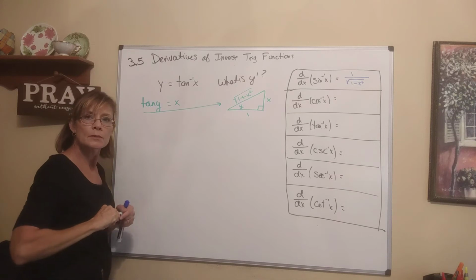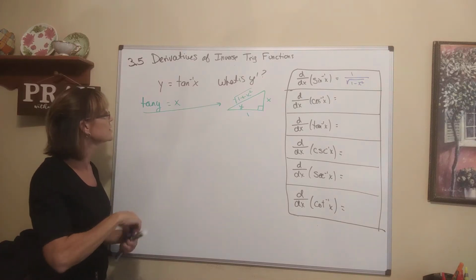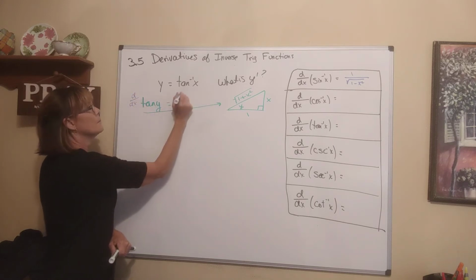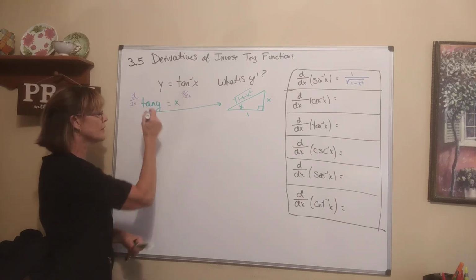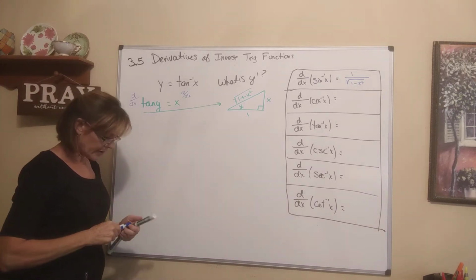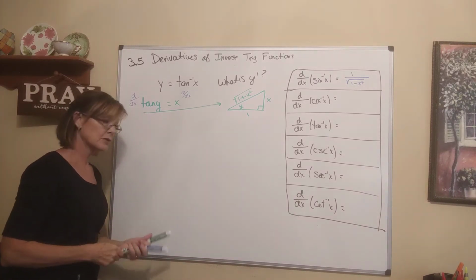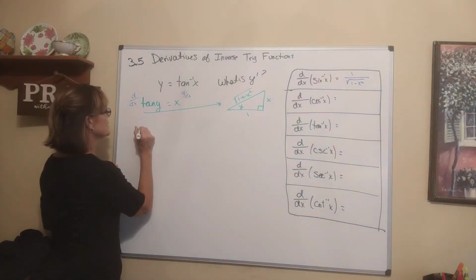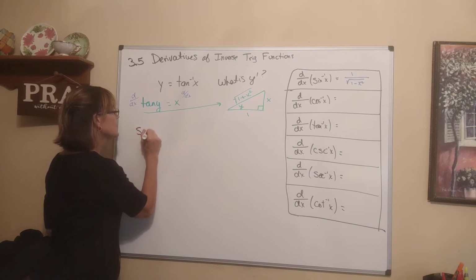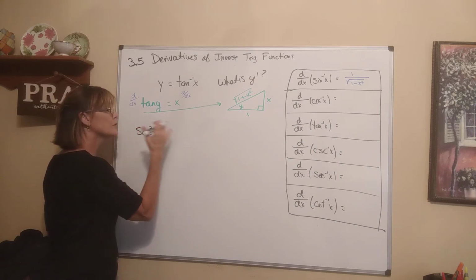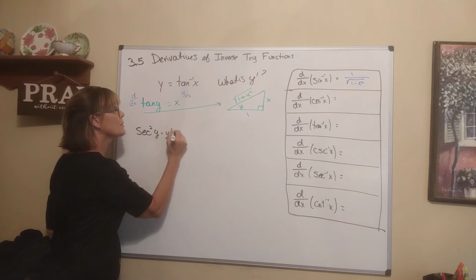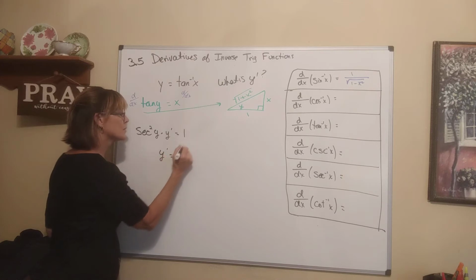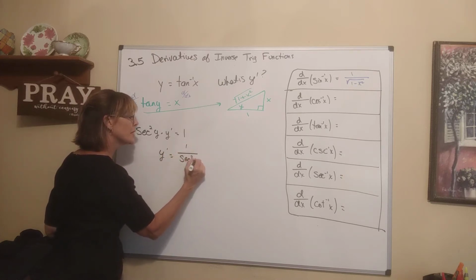Now let's go ahead and find what dy dx is using implicit differentiation. So let's do that. Take d dx of both sides of this. All right, the derivative with respect to x. Okay, the derivative of tangent, and hopefully you know this by now, is secant squared. So it'd be secant squared y, chain rule, times the derivative of the inside, y prime, is equal to the derivative of x, which is just 1. So now we solve for y prime, which is 1 over secant squared of y.